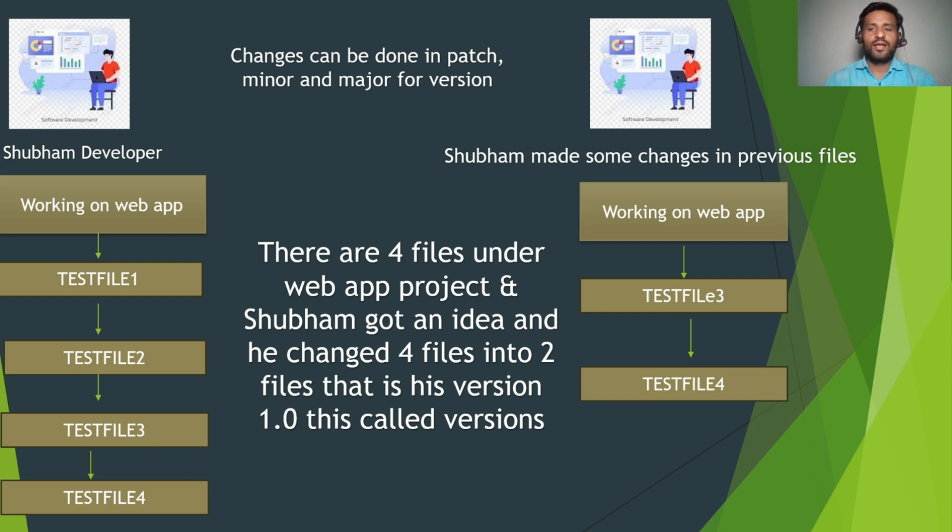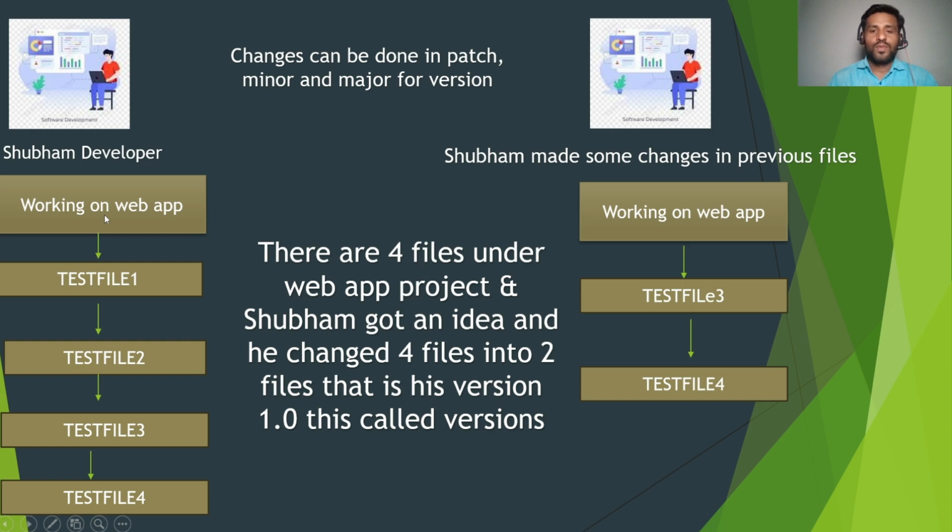So I have taken one example here. Shubham is a developer. First of all, I'm teaching about Git, so what is Git? Let's take one example. Consider Shubham is a developer working on a web app. While working on the web app, he may have test file 1, test file 2, test file 3, test file 4, right?